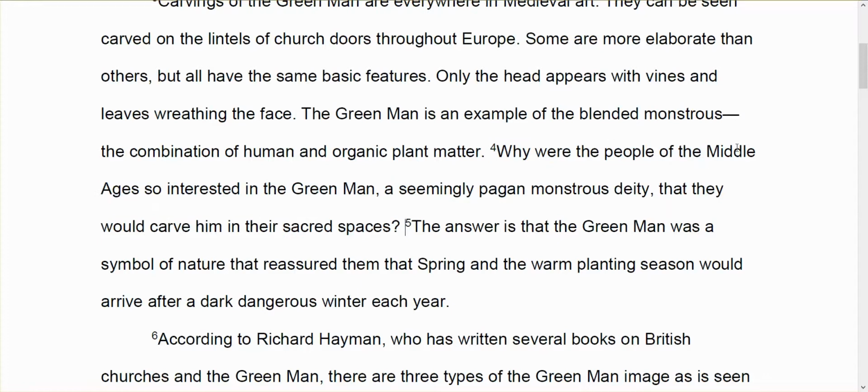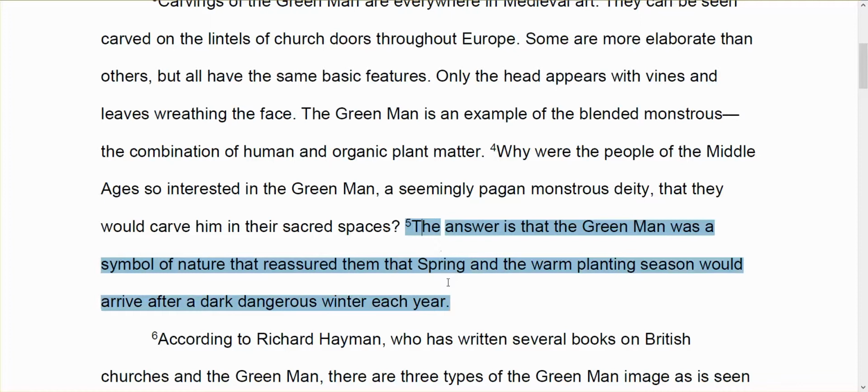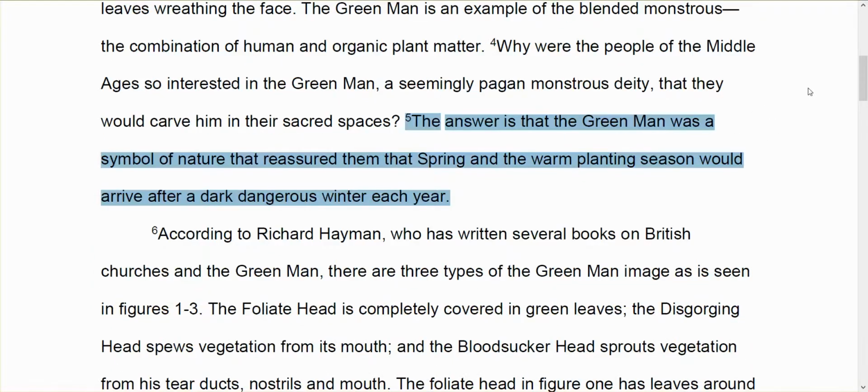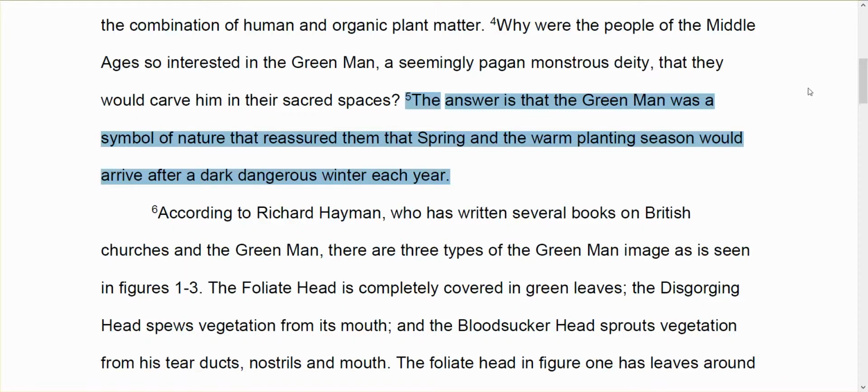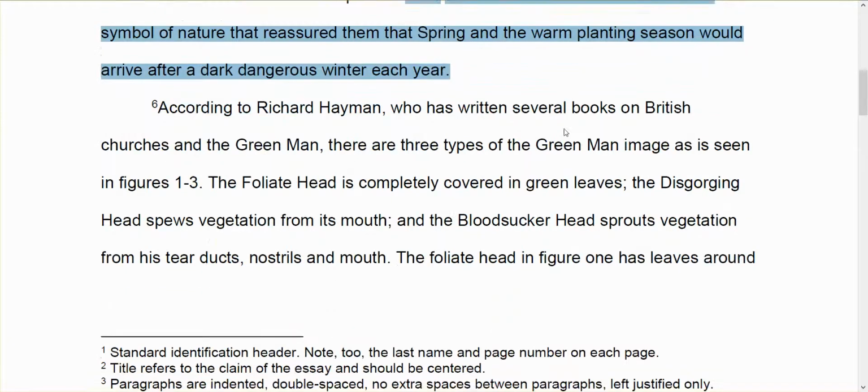Why were the people of the Middle Ages so interested in the Green Man, a seemingly pagan monstrous deity, that they would carve him in their sacred spaces? And again, here's my claim: because he was a symbol of nature. That's his function. All right? So the rest of the argument needs to support the idea that the Green Man is a symbol of nature. So that's what I'm promising my readers.